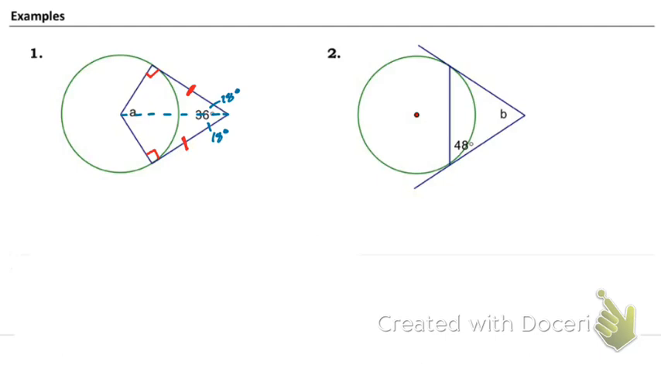So we have 90, we have 18. That gives me 108. What's the measure of this right here? 72. What's the measure of this one? 72. Yeah. So they're both 72 degrees. So that means our A is going to be 72 plus 72, which is going to equal 144 degrees.